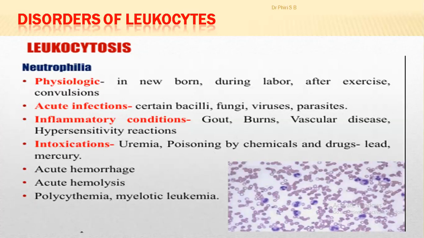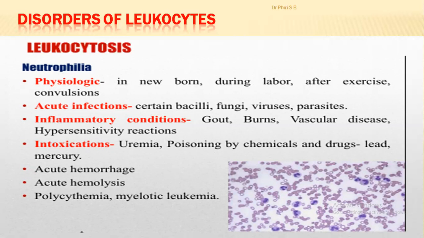All these are physiological factors that can result in an increase in neutrophils, called neutrophilia. Acute infections, certain bacilli, fungi, viruses, parasites, all these can result in an increase in neutrophils where you have an infection. It could be a viral infection, fungal infection, or bacterial infection. That will cause an increase in neutrophils, so it will result in neutrophilia. Inflammatory conditions like gout, burns, vascular disease, hypersensitivity reaction, all these will result in neutrophilia.